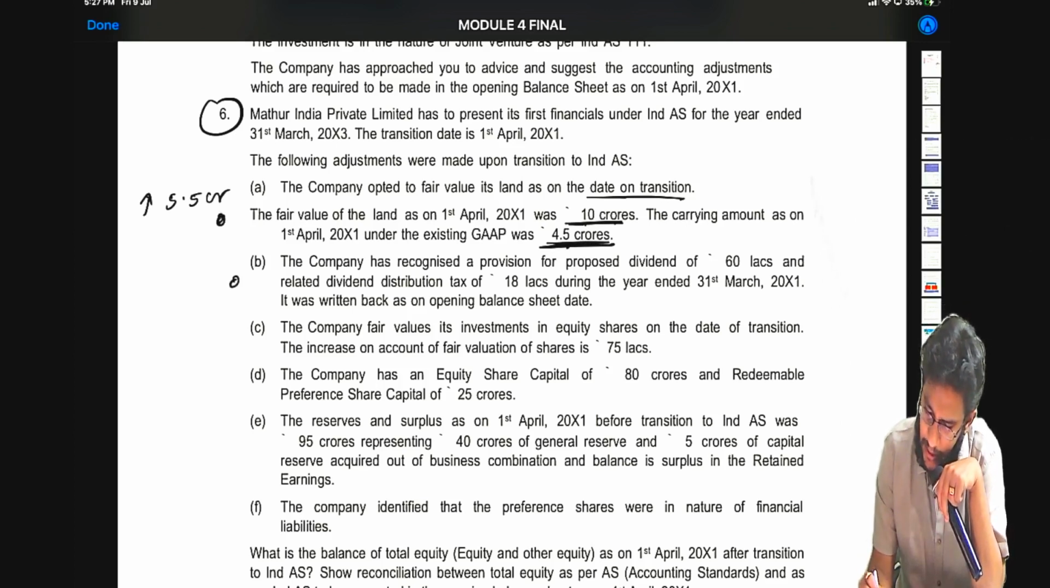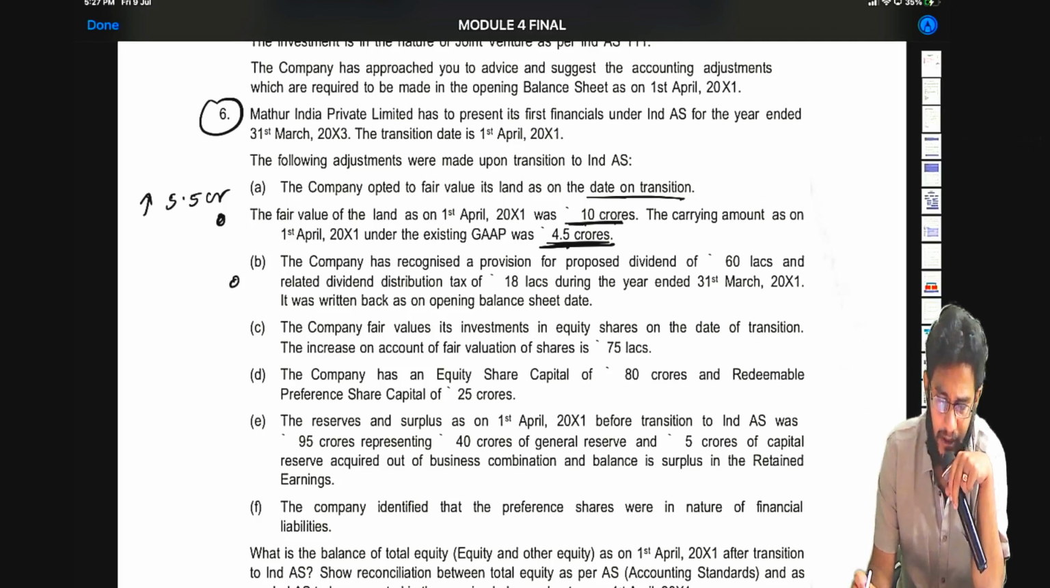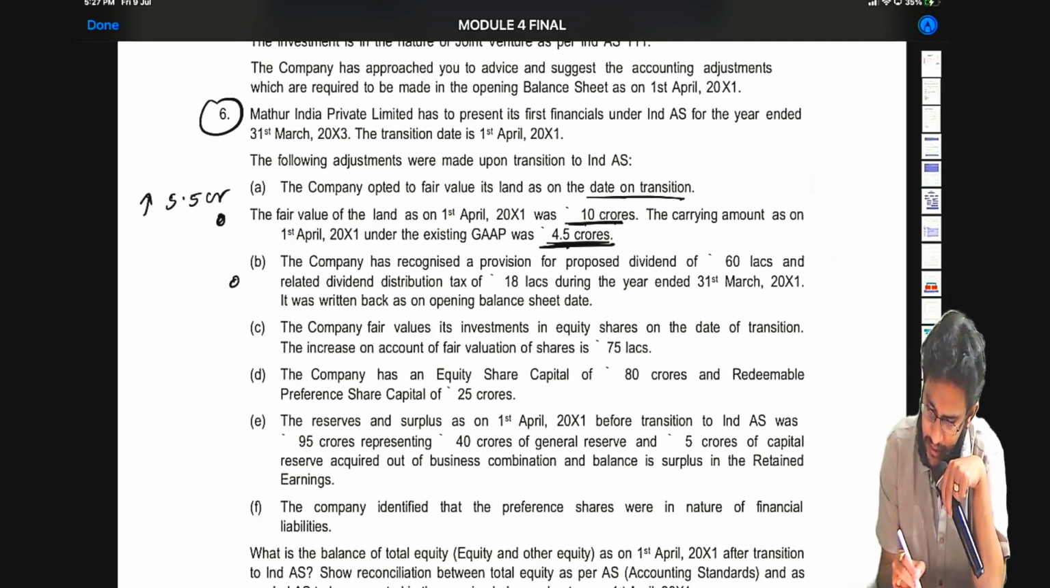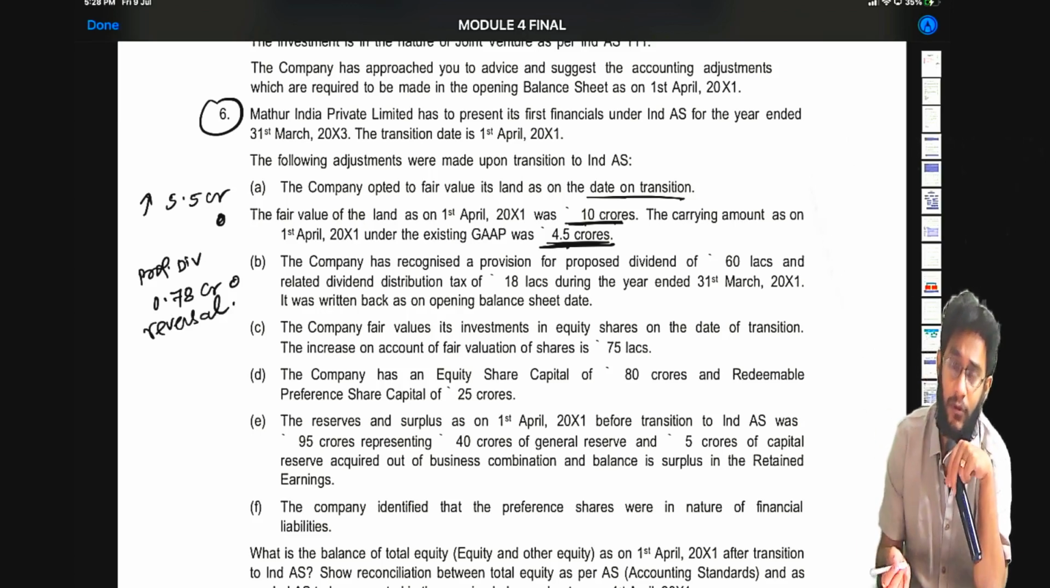Next, the company has recognized a provision for proposed dividend of 60 lakhs and DDT of 18 lakhs during the year. It was written back as on the opening date. So 60 and 18, 78 lakhs. You know, crores we are talking, so 0.78 crores proposed dividend reversal. Because proposed dividend, how can I create a provision?